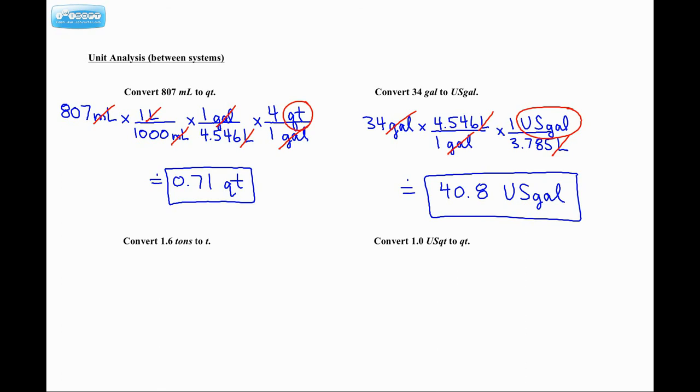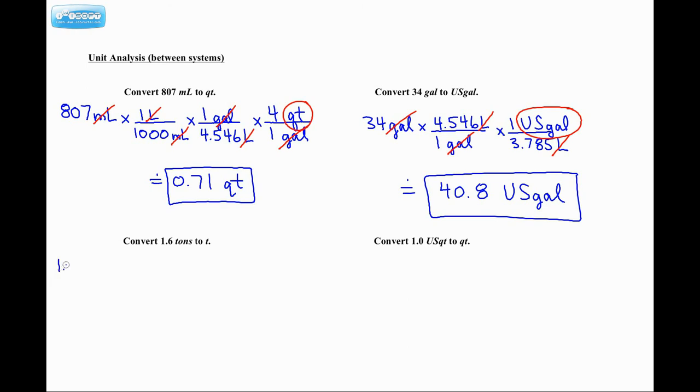Convert 1.6 tons to tons. Oh boy. So this little t means metric ton. So if you look at the table above, a metric ton is 1,000 kilograms. Okay, so this is a measurement in the SI system. However, 1.6 tons, T-O-N-S, that is a measurement of weight in the Imperial system. So we have to cross over, which means we have to use the bolded conversion on the bottom.